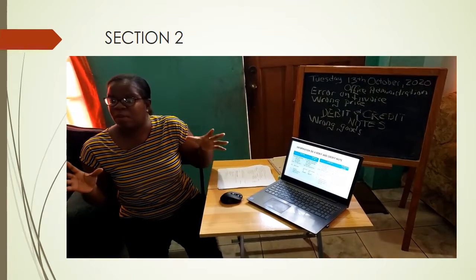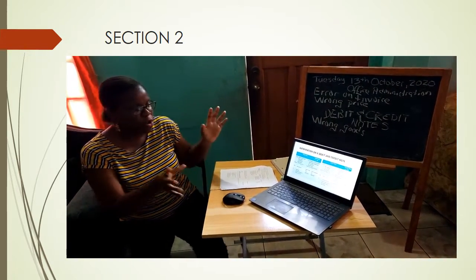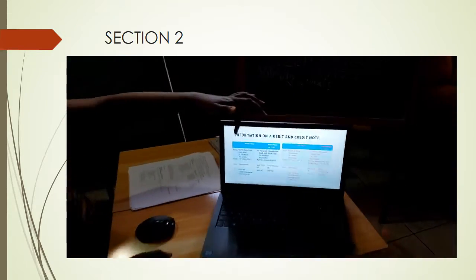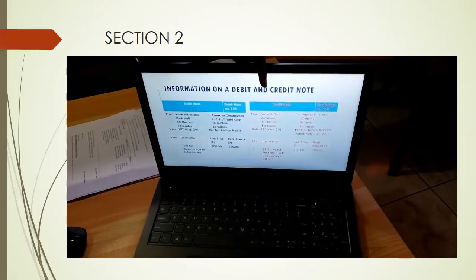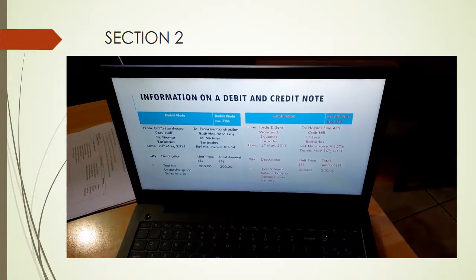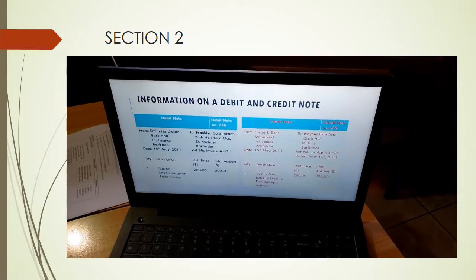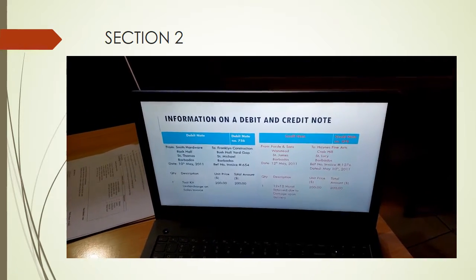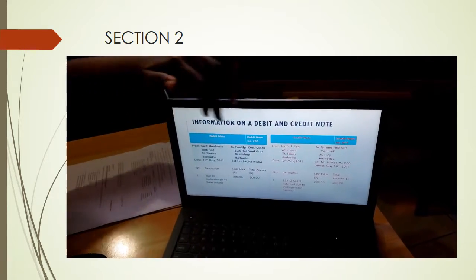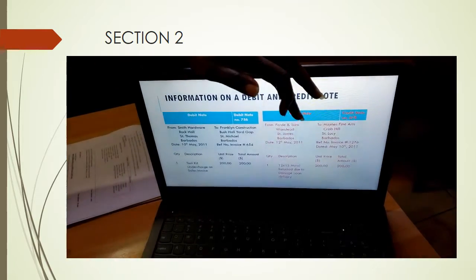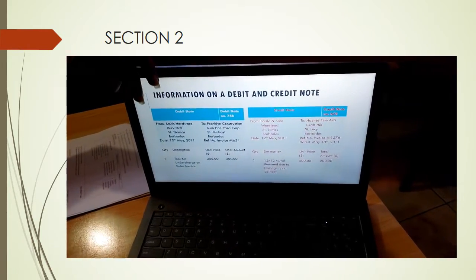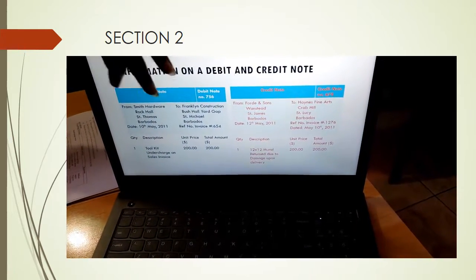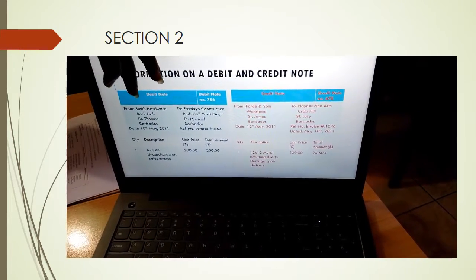So here's what you all are going to be doing in your groups now, okay? On the screen, you see I have a debit note and a credit note. Here's what I want you all to do in your groups. As a group, I want you all to identify for me, firstly, the similarities between the 2 documents. What do you see as similar in the debit note and the credit note?